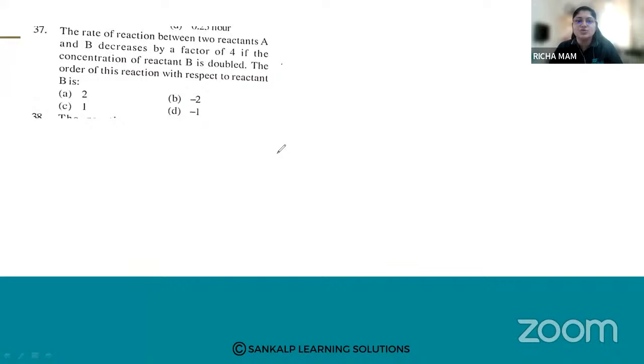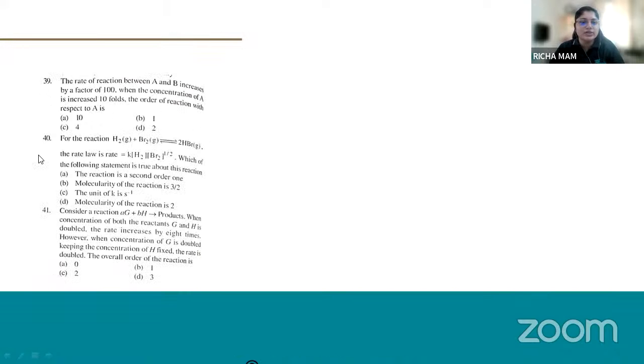Okay, let us go for the next question. The 39th question: the rate of reaction between A and B increases by a factor of 100 when the concentration of A is increased by 10 folds. The order of the reaction with respect to A is: A) 10, B) 1, C) 4, D) 2.